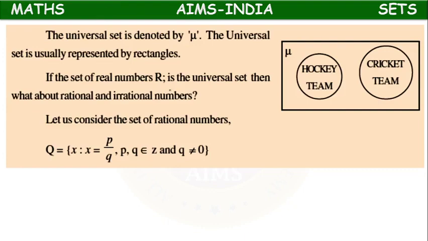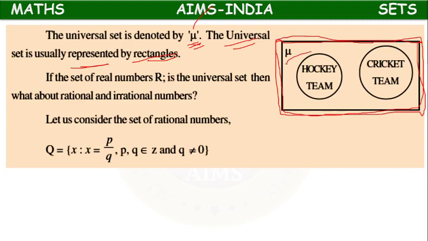Here, the universal set is mu. The universal set is usually represented by a rectangle. So this complete set is not a closed curve, it is represented by a rectangle. This whole part belongs to mu. Mu means universal set.